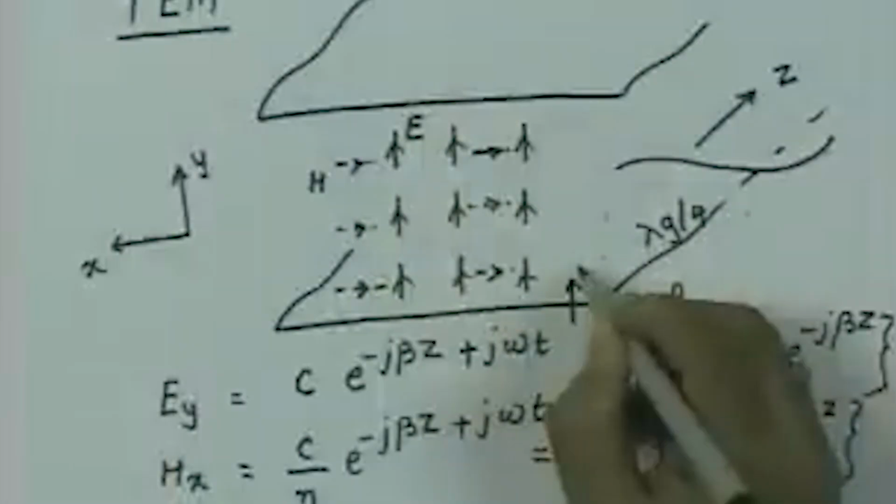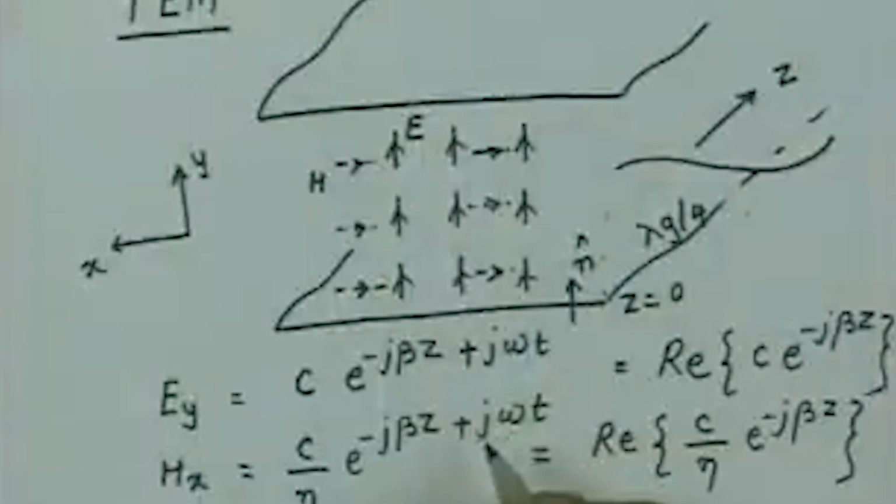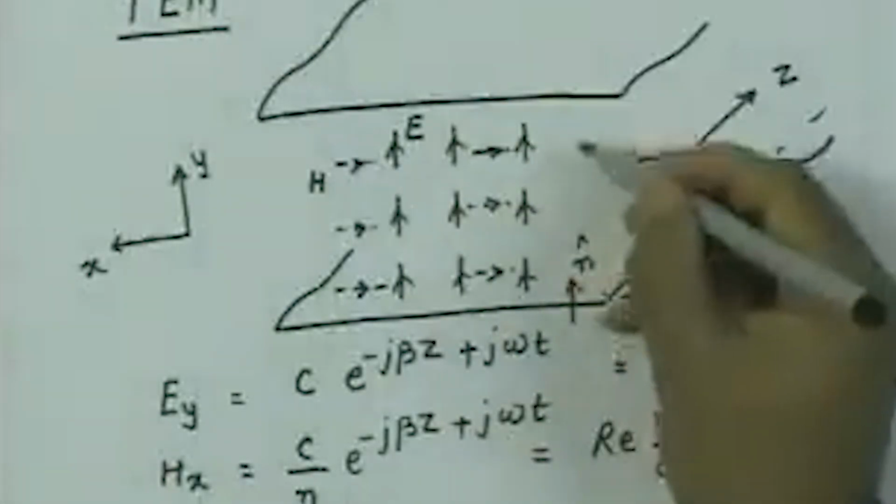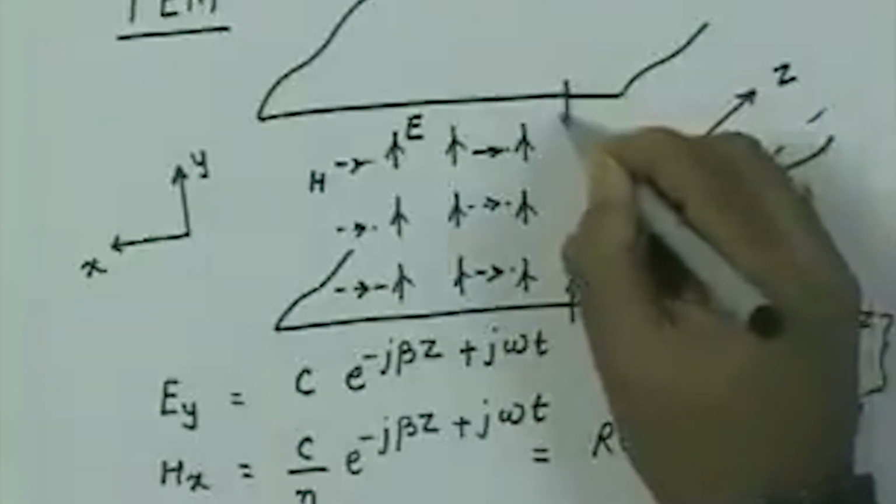So, if I consider this surface, then the normal will be coming outwards. This is my normal unit vector, whereas if I consider this plane, then the normal which will be coming out of the conducting surface will be this normal.